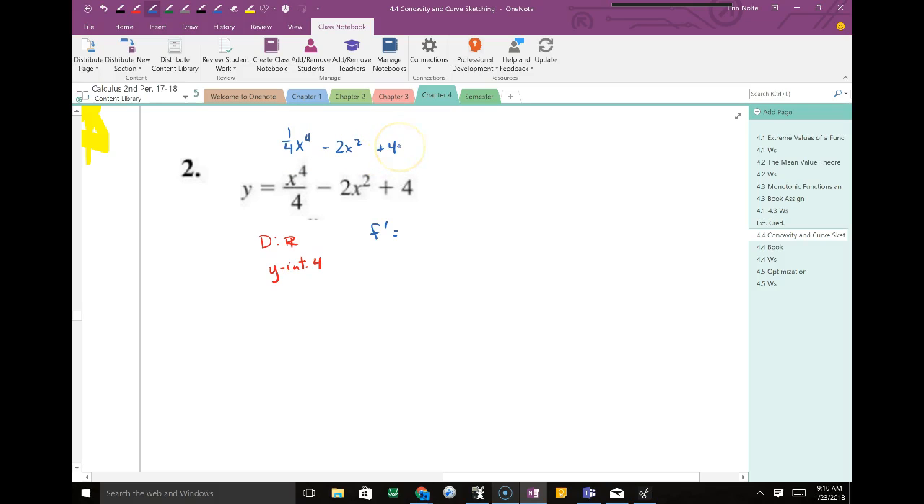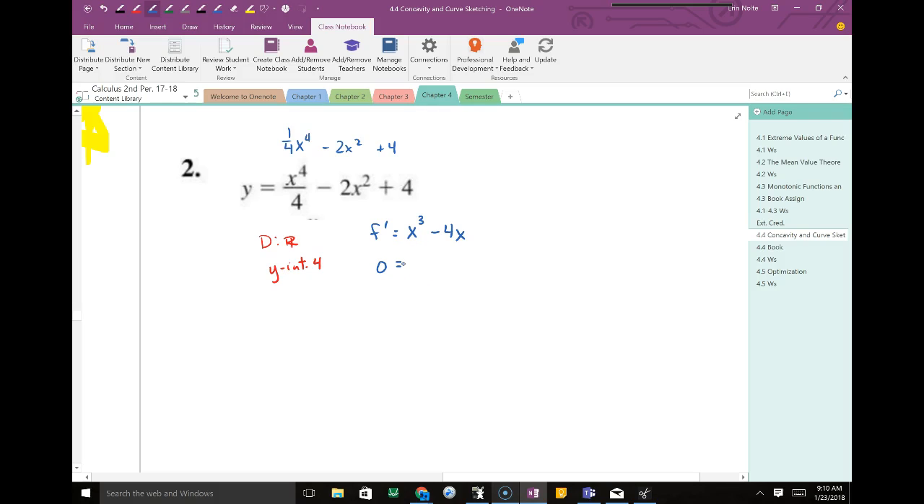Okay, so what is my first derivative? Good, x to the third minus 4x. Now to find critical numbers for my slope, what would I do? Set it equal to 0. I'm going to use that for concavity.